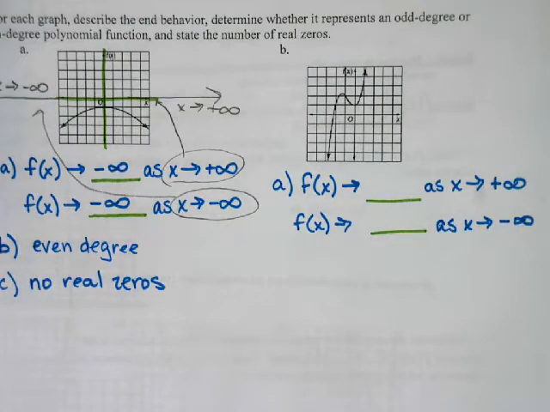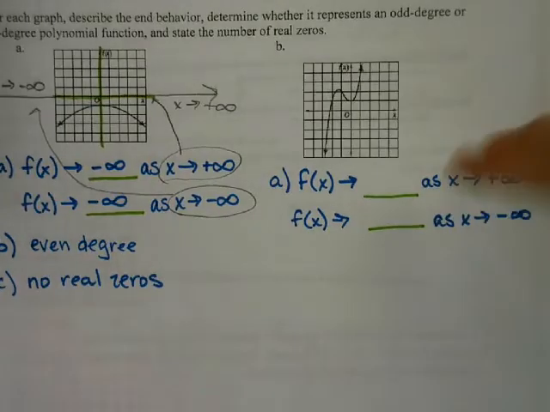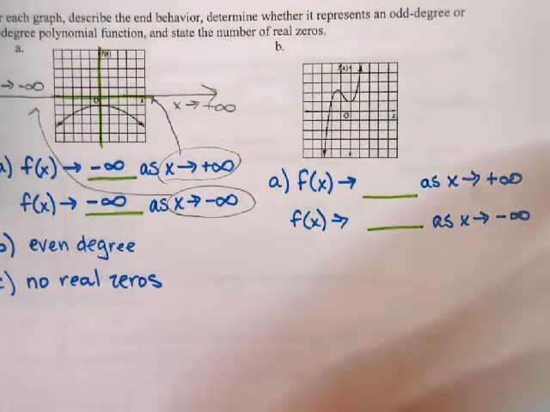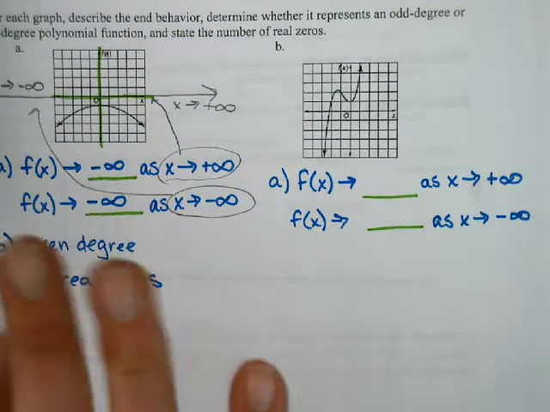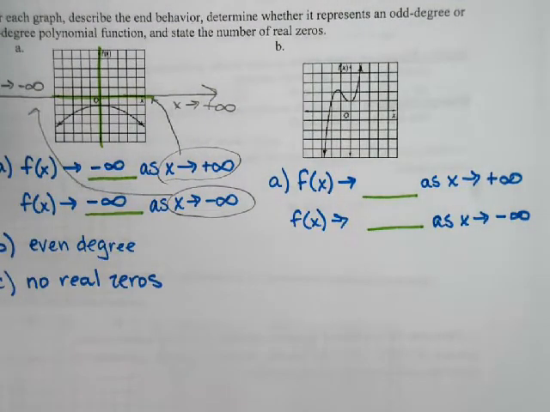It doesn't matter. You can switch these two guys if you want. It doesn't really matter. My brain just always does positive infinity first and then negative. But it doesn't matter. You can do negative first if you want.